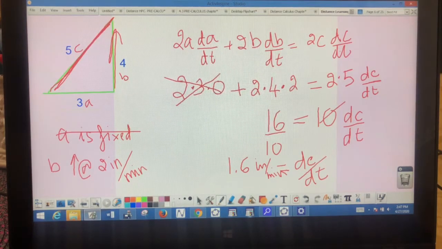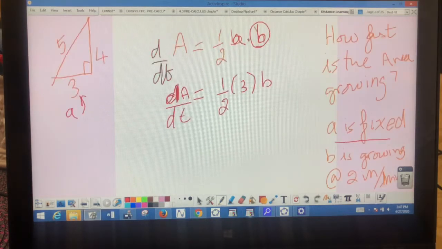The next question, I'm gonna use the same triangle, but I'm gonna show you how to apply the related rates to solve a different kind of problem with the same triangle. Let's say the area comes up. So here's a triangle that we had.